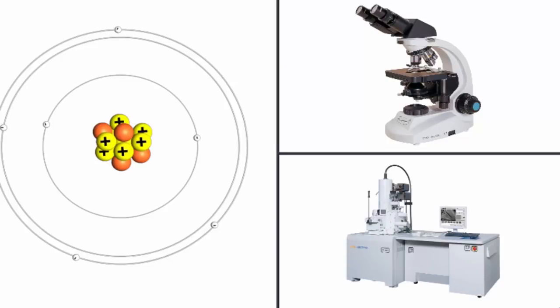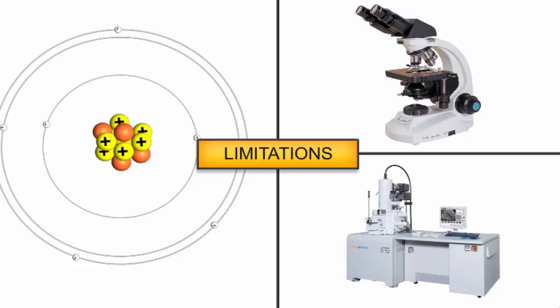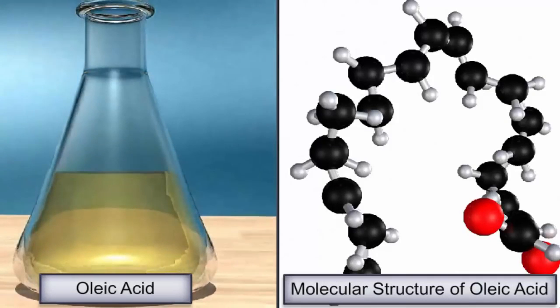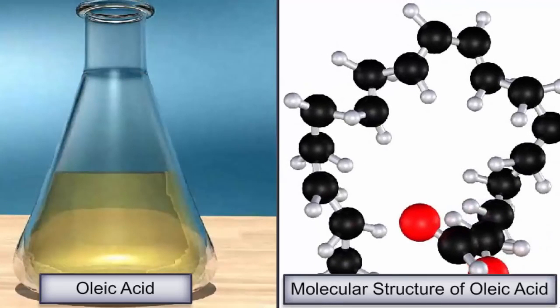Special microscopes need to be used. However, all such instruments have certain limitations in measuring lengths. We can use a simpler method to estimate the size of a molecule. Let us take some oleic acid. Oleic acid is a soapy liquid with large molecular size of the order of 10 power minus 9 meter.